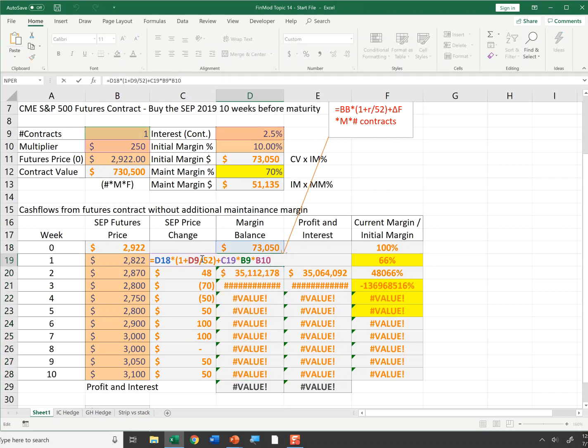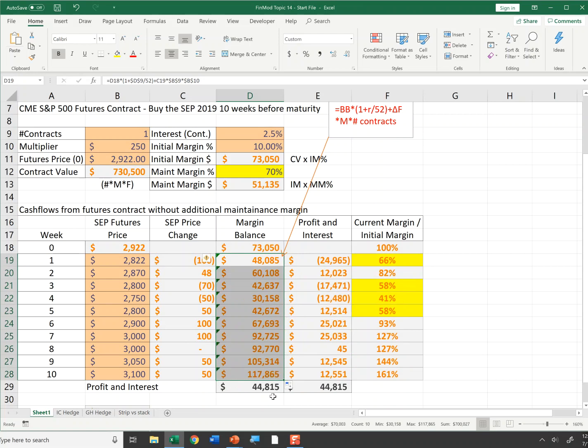I need to anchor the interest rate. I need to anchor the number of contracts, and I need to anchor the multiplier. I'm not going to anchor the beginning balance or the change in the futures price. So I'll copy that down. And what you'll see is, again, ignoring any margin balance or margin calls, here's what happens to my margin balance.